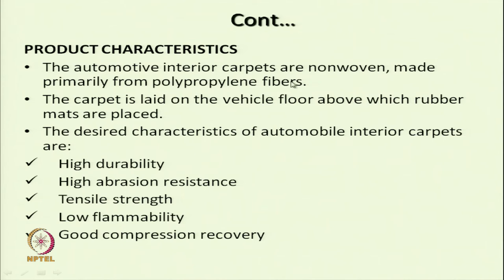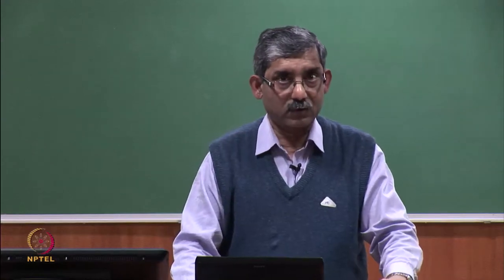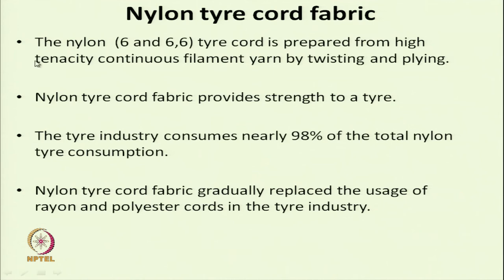The automotive interior carpets are non-woven, made of mainly polypropylene fibers. The carpet is laid on the vehicle floor above which rubber mats are placed, so that it does not get soiled quickly. The main characteristics requirements are high durability, high abrasion resistance, tensile strength, low flammability, good compressional recovery. So, compression recovery is important, the resilience characteristics is important. Now the nylon tire cord fabric, mainly nylon 6 and nylon 6,6 are used.